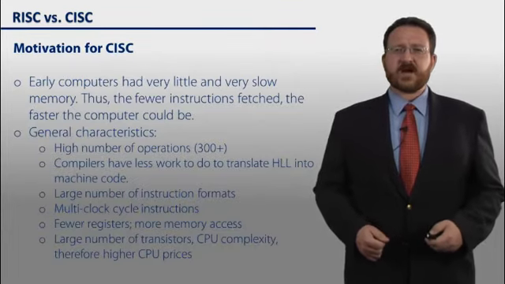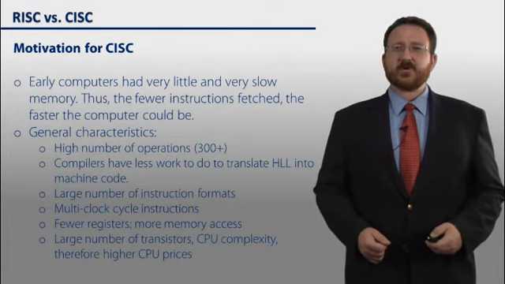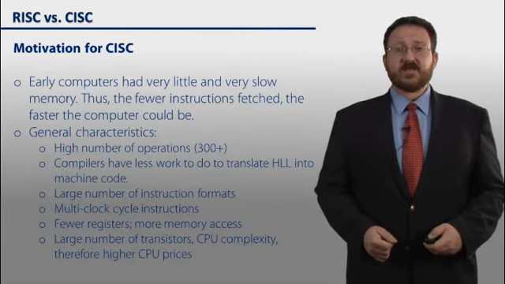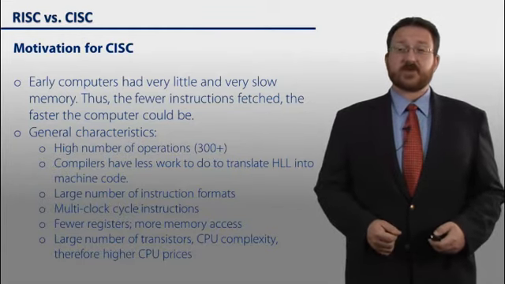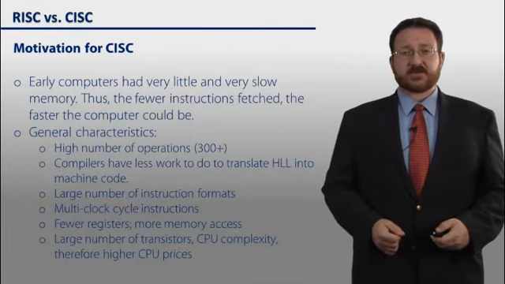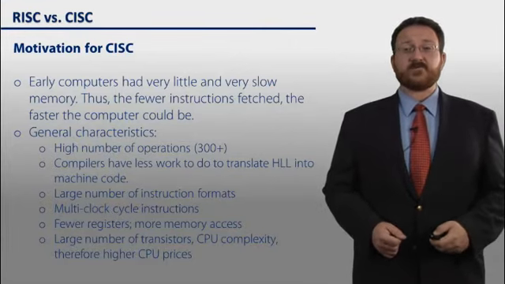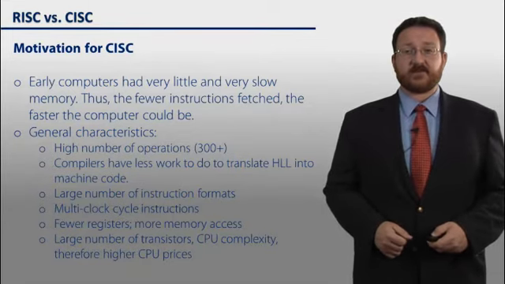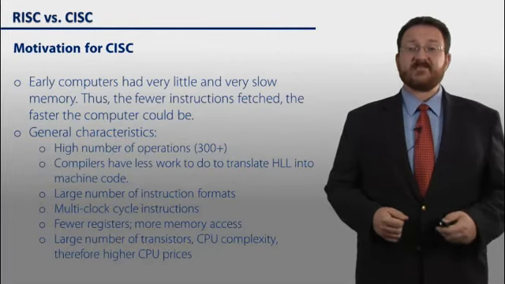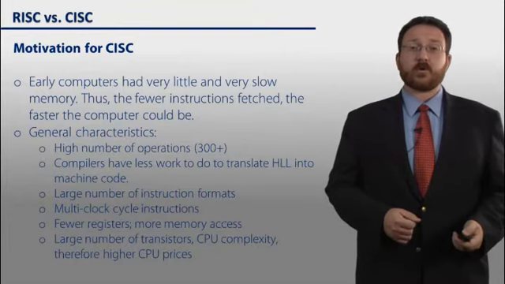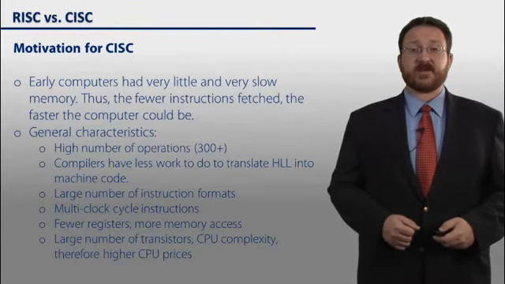The motivation for complex instruction set computers was that early computers had very little memory, and that memory was comparatively slow. So, if we could fetch fewer instructions from memory, then the computer could be faster. So the general characteristics then for complex instruction set computers are that there are a large number of operations. The assembly language has 300 plus mnemonics that we would find. And therefore, compilers have less work to do to translate a higher level language into machine code because there are more choices for the instructions that it's generating.